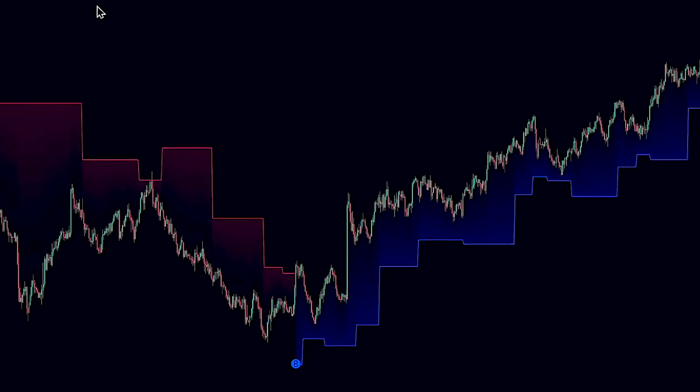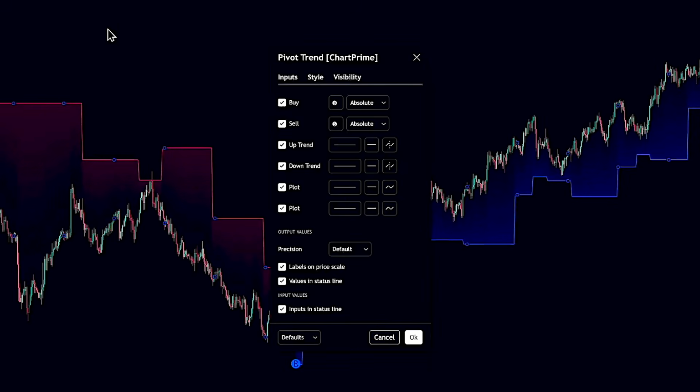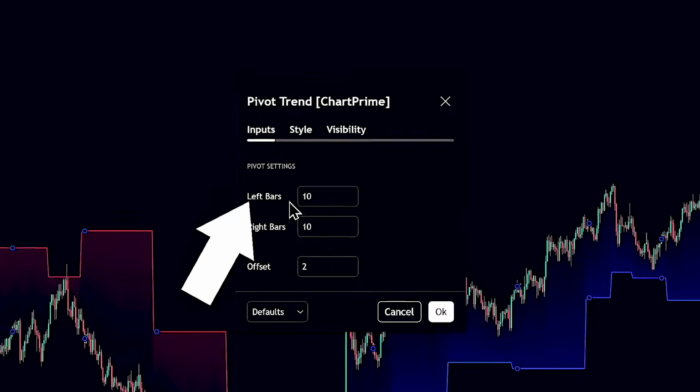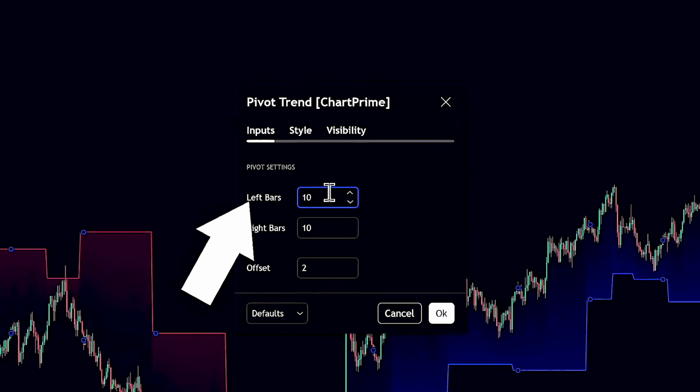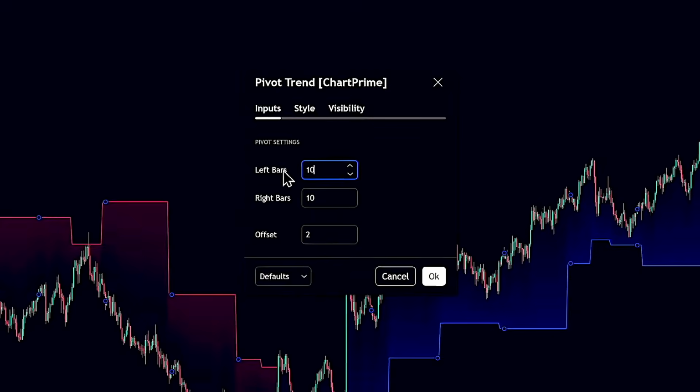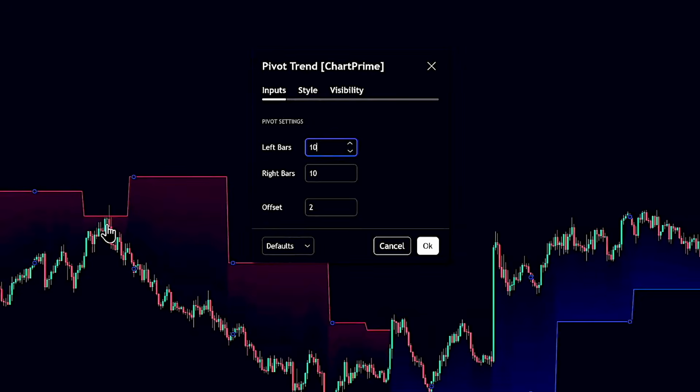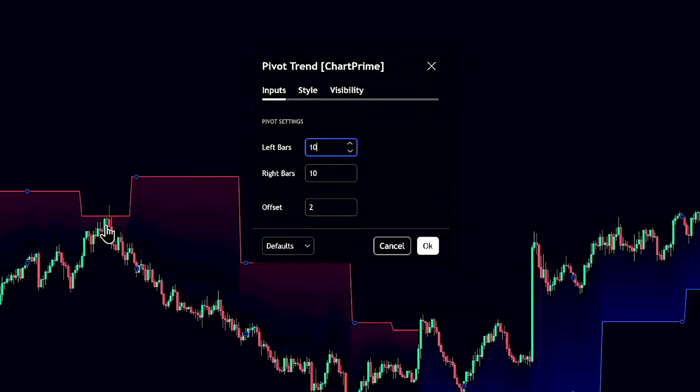The first input is left bars. This is the number of candles to the left of the pivot that must be lower or higher for that pivot to count. In simple terms, for a swing high pivot, the pivot candle must be higher than the candles to its left. The second input is right bars. This works the same way on the right side. The pivot candle also has to stay the highest or lowest compared to the candles that form after it.